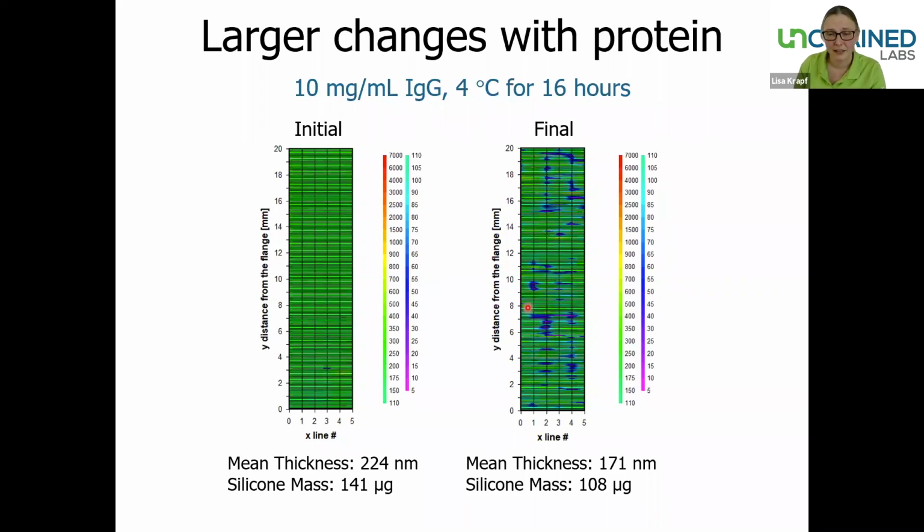So some of the silicone disappeared from the layer. And of course, the silicone didn't just disappear, but rather it moved from the glass surface into the product, which can also be seen by the mean thickness and silicone mass values, of course.